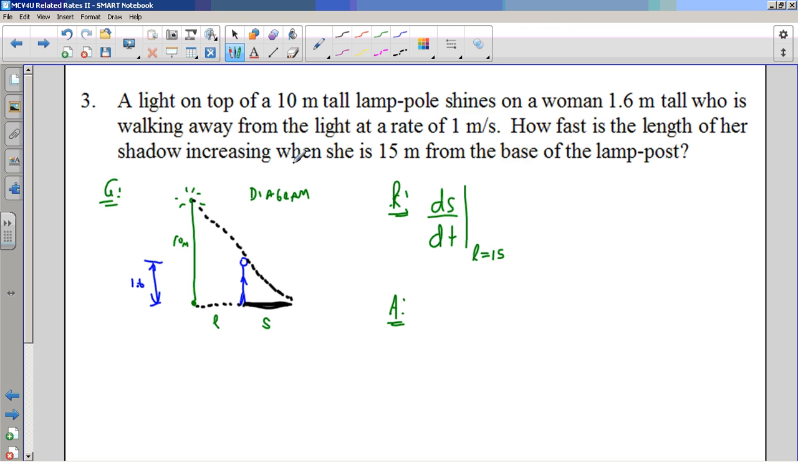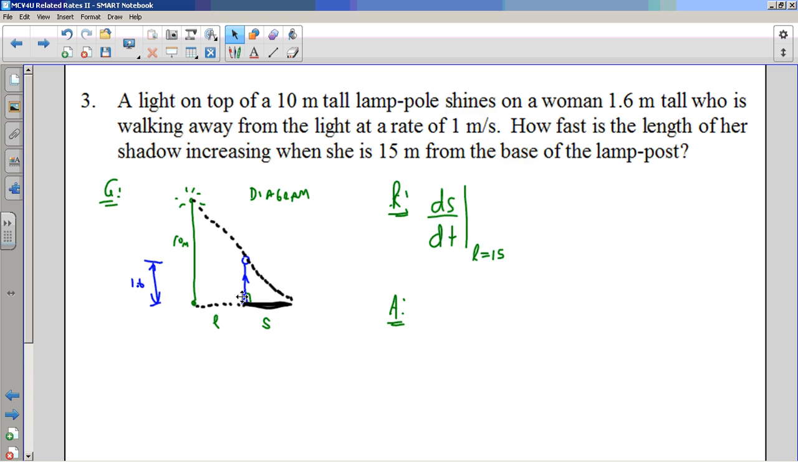what formula do we have that relates all of this stuff? Notice it's not the Pythagorean theorem, although there's some Pythagorean theorems here. We don't have anything about the hypotenuse. We just have this height and the shadow and the height of the pole and the length, and she's walking away. There she goes.